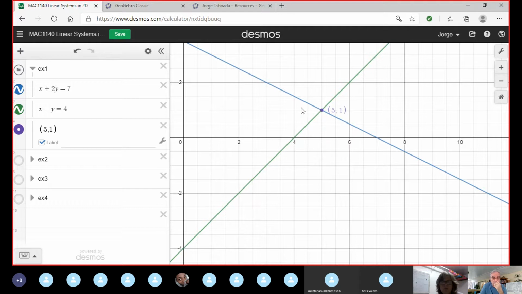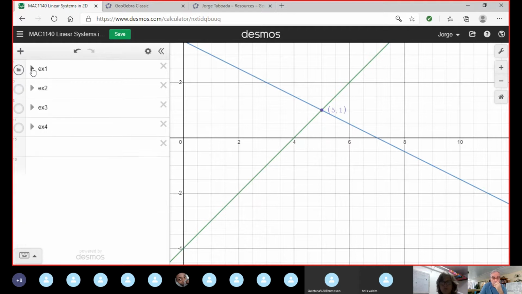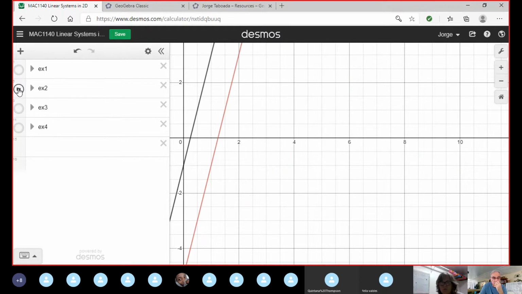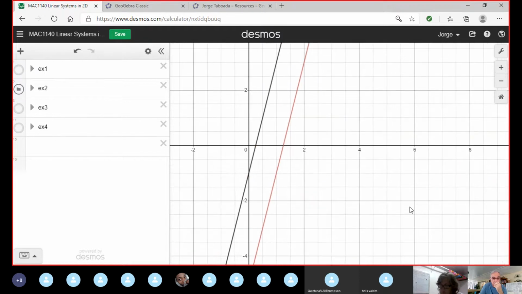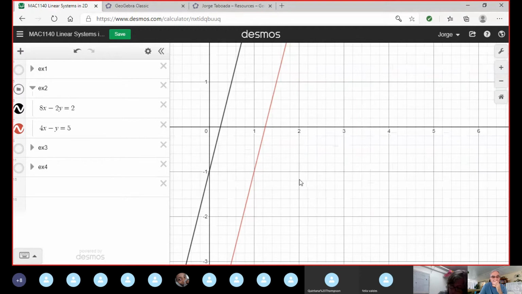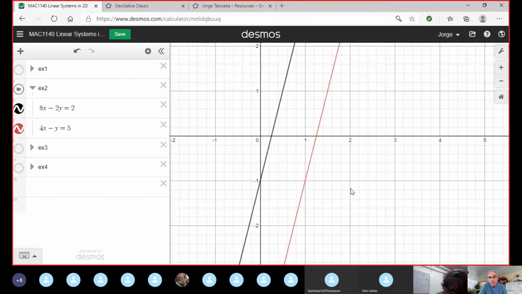Okay. Now, in example number 2, we can see that we have no solution. Why? The reason is because we have 2 equations. I copy the first equation in black, the second one in red, but we see, wow, they are parallel. Therefore, they never meet. Therefore, they never have a common point. Therefore, we have no solution. Okay? Parallel, no solution, no common point.